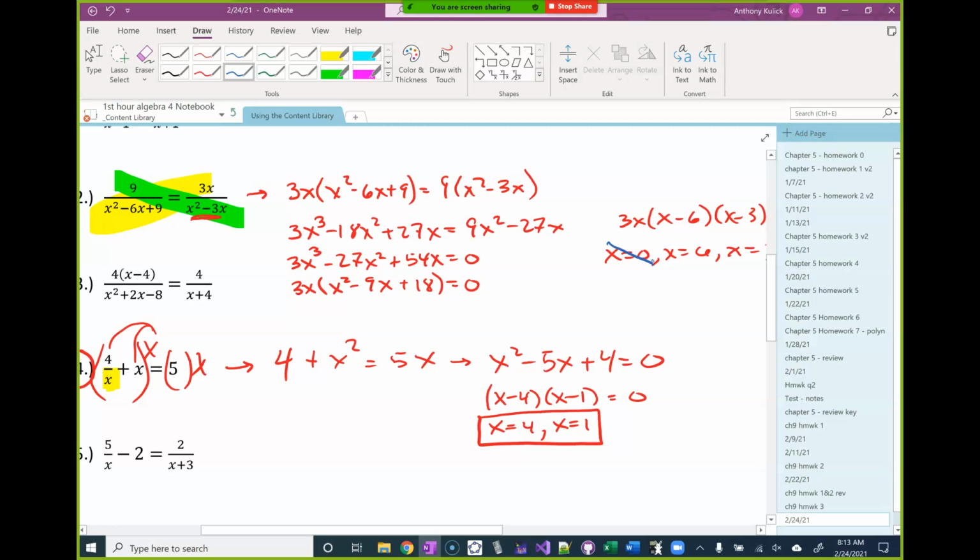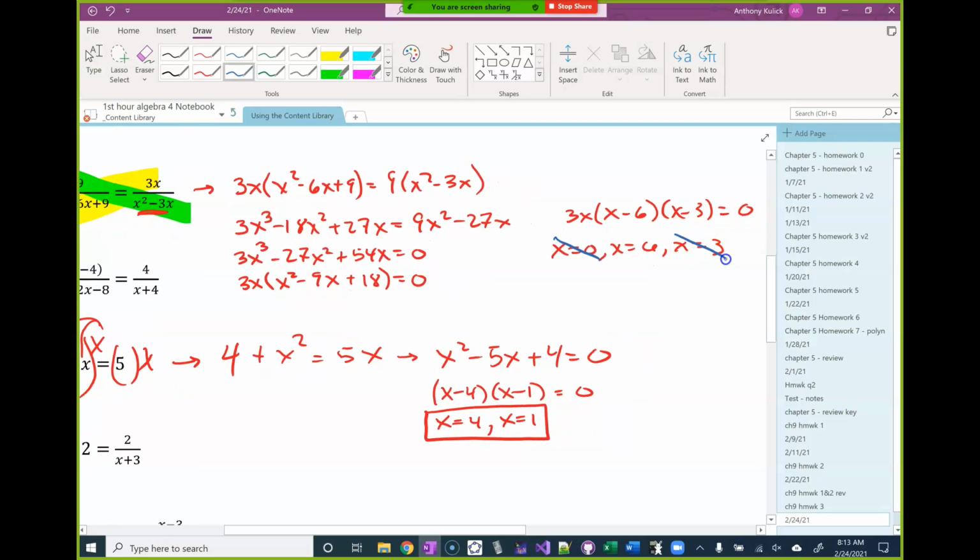When I plug 6 in, I get 36 minus 36 plus 9. That's good. And then 36 minus 18, so that one's good. So 6 is good. When I plug 3 in, I get 9 minus 18 plus 9, which is 0. So that one fails. So we have just the 6 as our remaining solution.